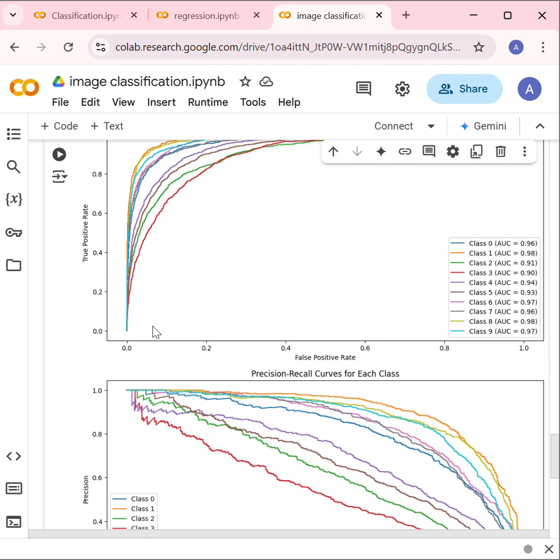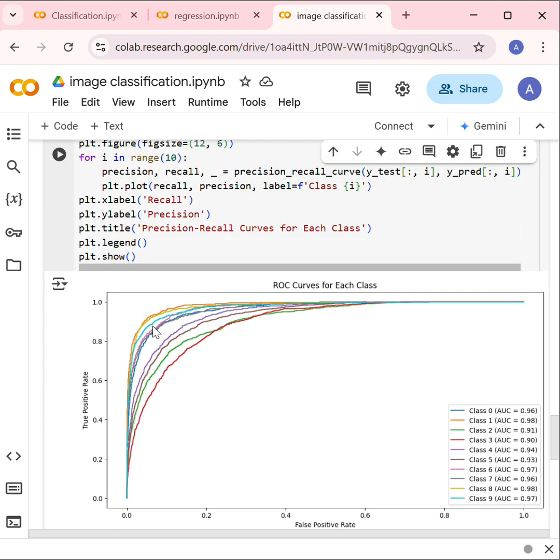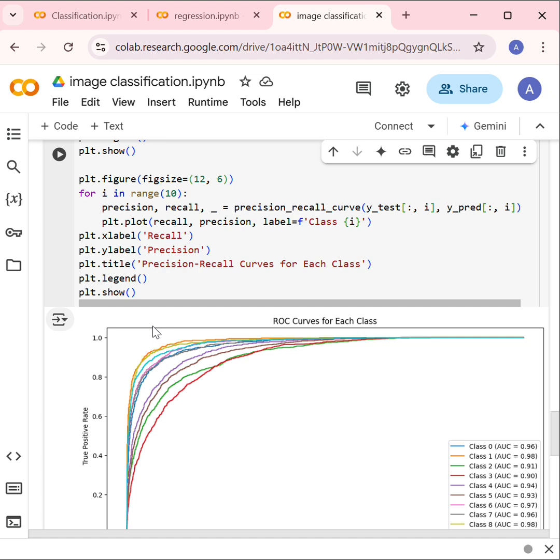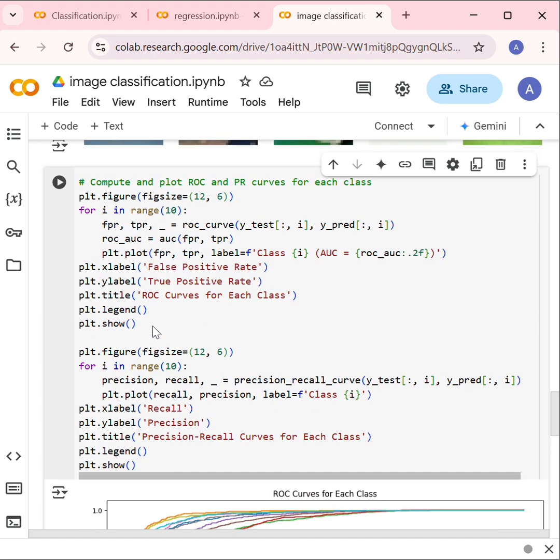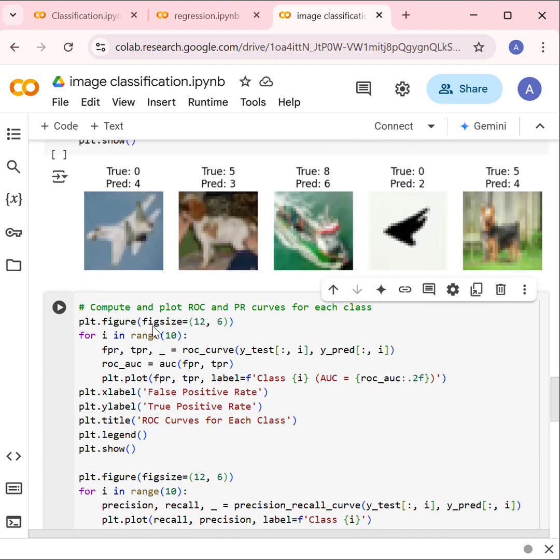Error analysis after the misclassified images shows that dogs are sometimes classified as cats due to similar features. Trucks are confused with cars likely due to similar shapes. This tells us that we might need more data augmentation and a larger CNN architecture.